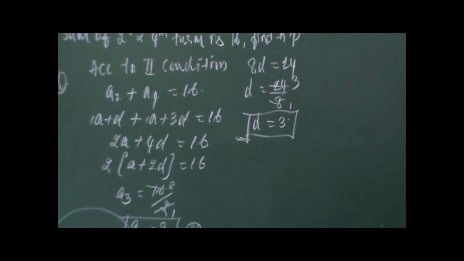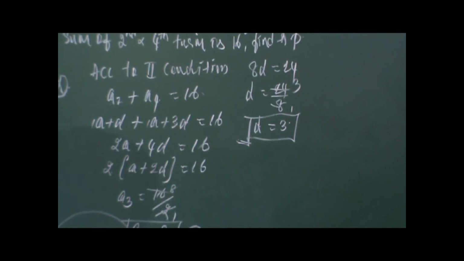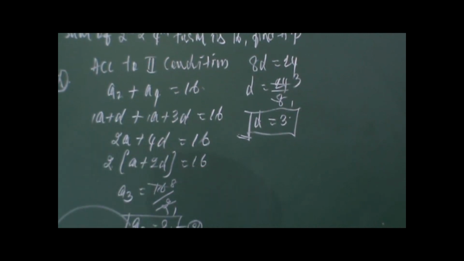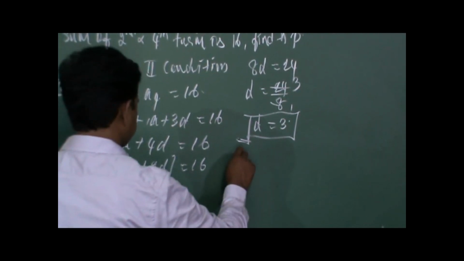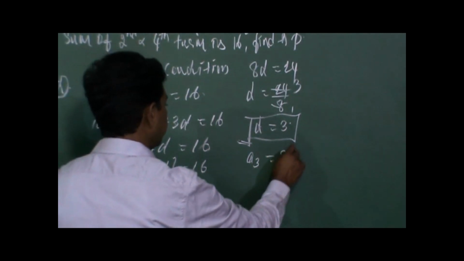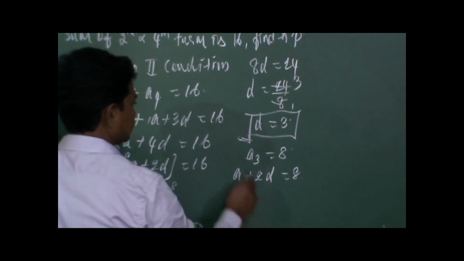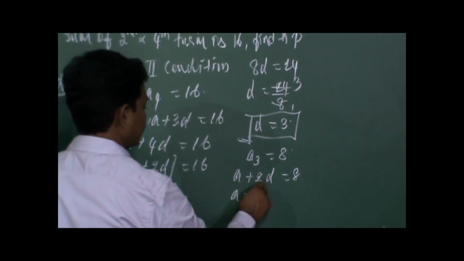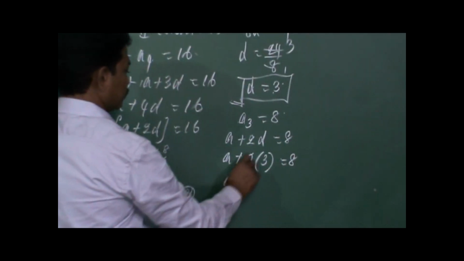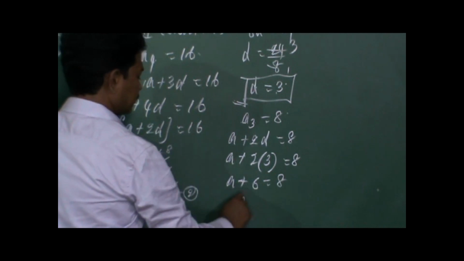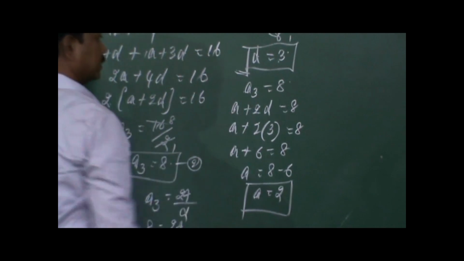Then we can easily find the value of a. Go with any one of the equations which defines the first term and common difference. You can take this itself: a3 is equal to 8. So a3 can be defined as a plus 2d is equal to 8. A value, let it be an unknown. 2 into d value, which is 3, is equal to 8. So a plus 2 3s are 6 is equal to 8. So a is equal to 8 minus 6. So a is equal to 2. So the value of a is 2.